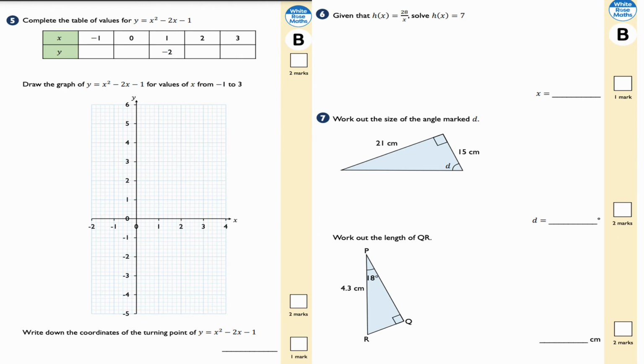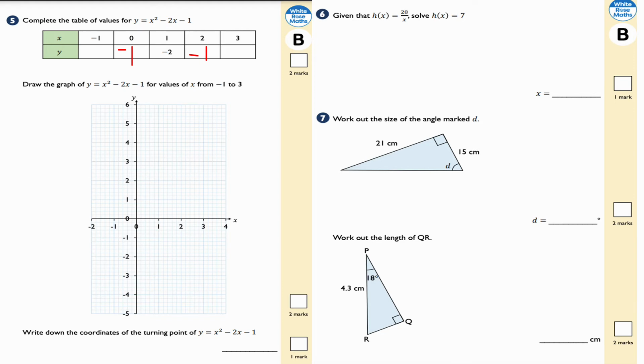This is question number 5. Complete the table of values for y is equal to x squared minus 2x minus 1. When x is 0, I get 0 squared, which is 0. Take away 2 lots of 0, which is going to be 0, and then subtract the 1, and I get negative 1. When x is 2, I get 2 squared, which is 4. Take away 2 lots of 2, which is 4. So 4 take away 4 is 0. Take away the 1 is negative 1 again.